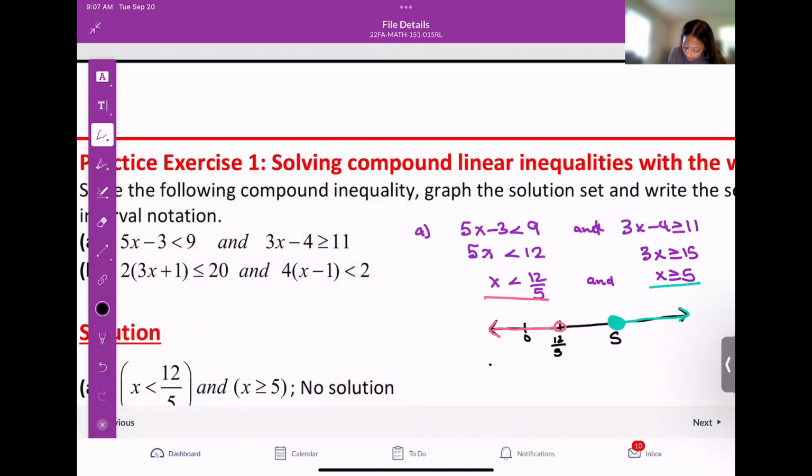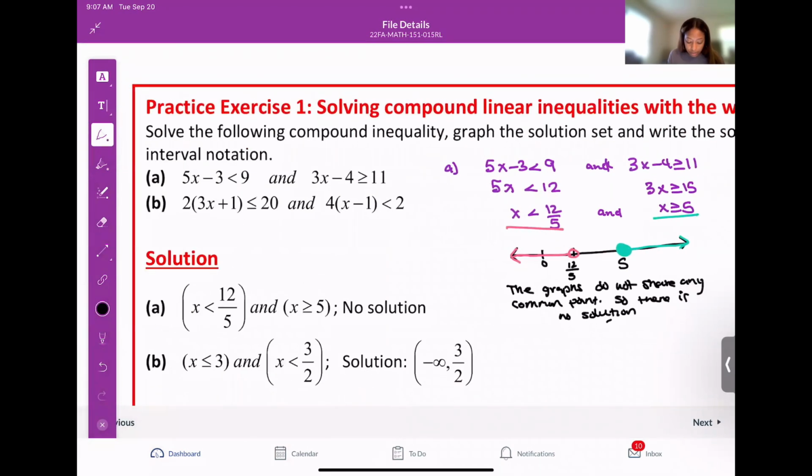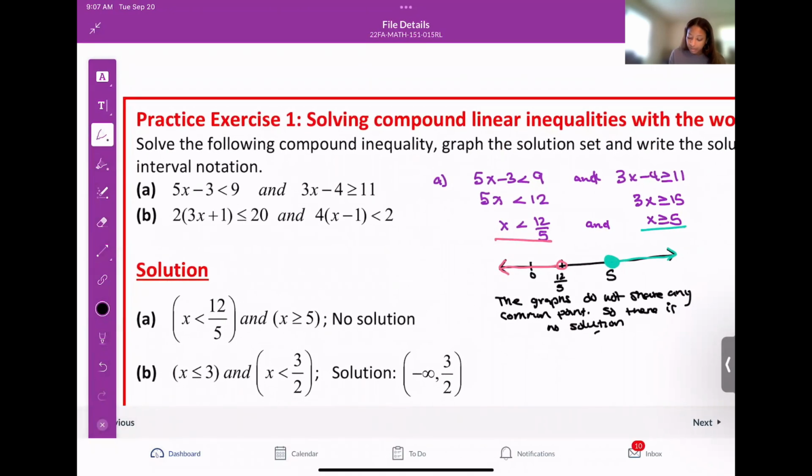So notice that the graphs do not share any common points. So there is no solution. Remember, for an and problem, you're looking for where the graphs overlap, okay? And there's no interval notation if there's no solution. There is no graph, so that's it. Nothing to do there.